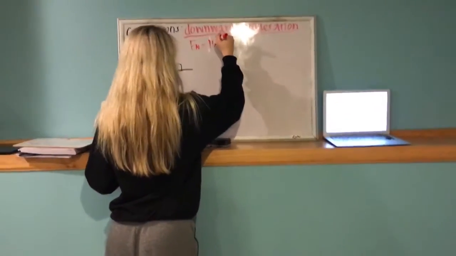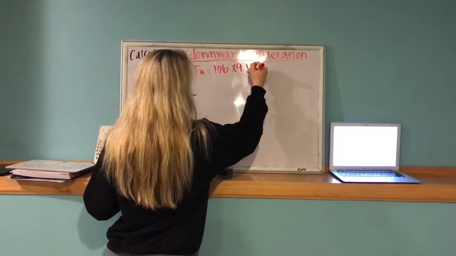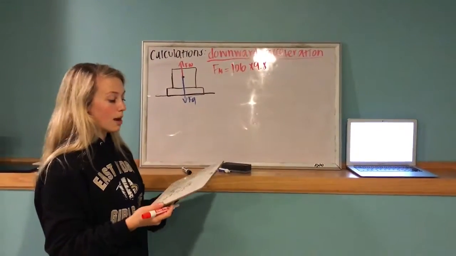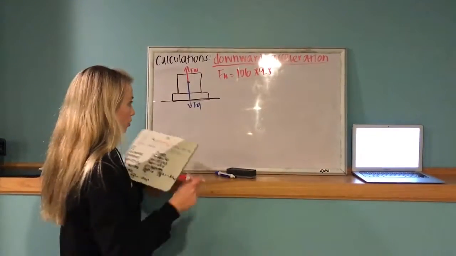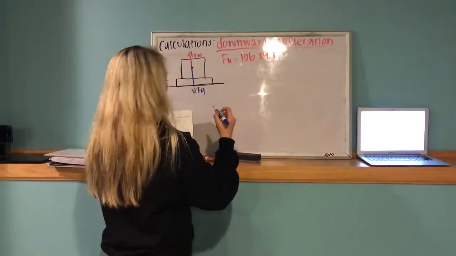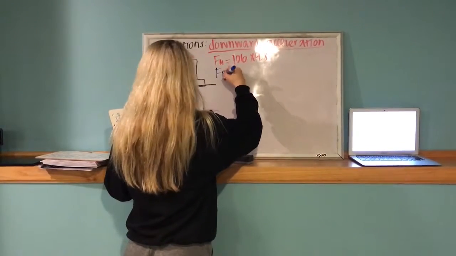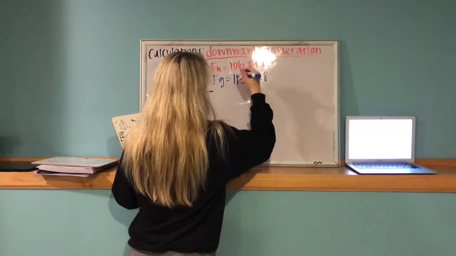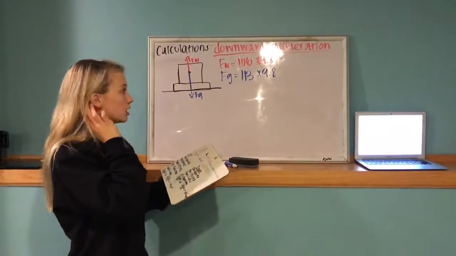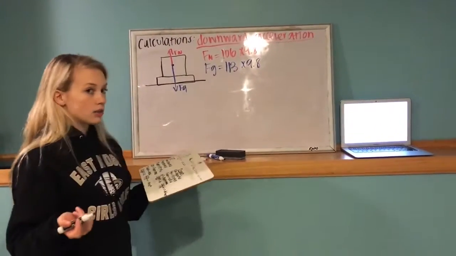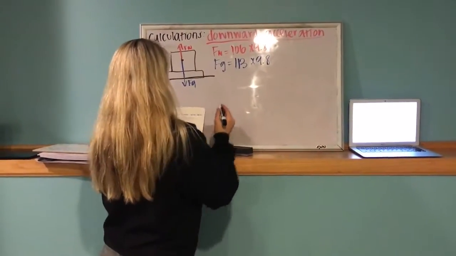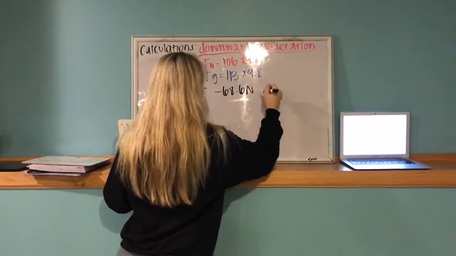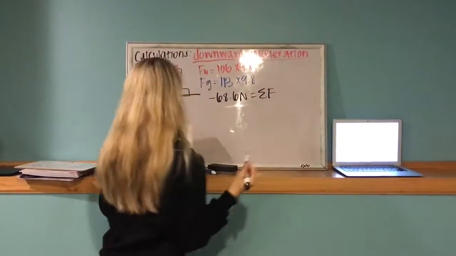We can also calculate that by saying Fn is 106 times 9.8. We got those numbers because as the elevator went down, Callie's weight dropped to 106 pounds, and we're changing it into newtons by multiplying by 9.8. Then Fg equals 113 pounds times 9.8, because as we already discussed, that's her original weight, just in newtons. If you subtract those to get your net force, it comes to negative 68.6 newtons, which is sigma F.